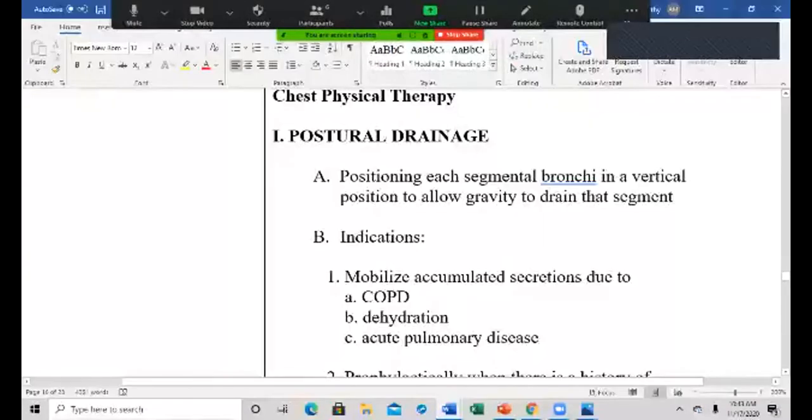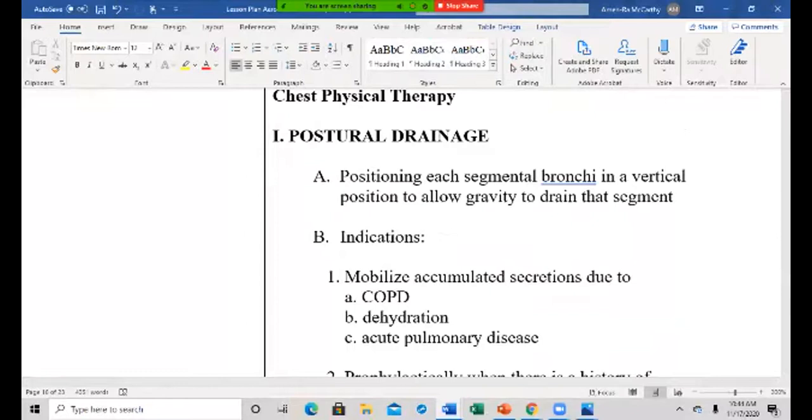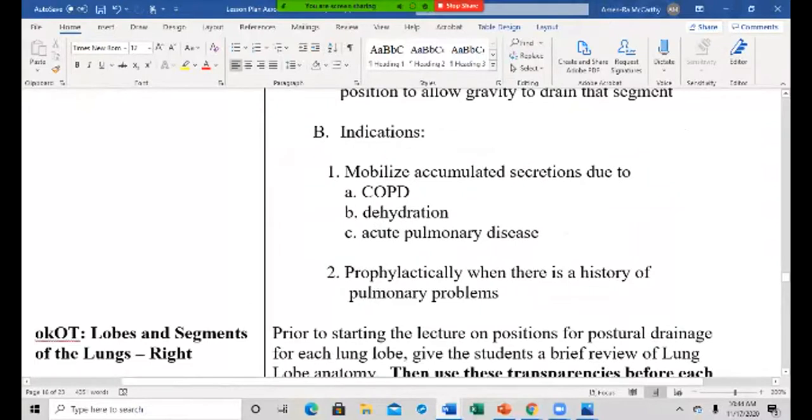So here we go. Lesson plan. All right, postural drainage: positioning each segmental bronchus in a vertical position to allow gravity to drain that segment. That's what postural drainage is, okay? What are the indications of postural drainage? Well, to mobilize accumulated secretions due to a few different things. Somebody who may have COPD, suffering from dehydration, right? Because if it's dehydrated, it isn't going to move. You're going to have to get it out of there. Or an acute pulmonary disease, some type of pulmonary disease that's causing secretions to become excessive or stuck in those segments. The second indication is prophylactically when there's a history of it.